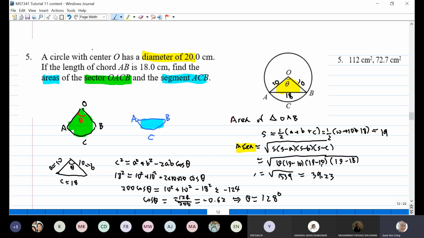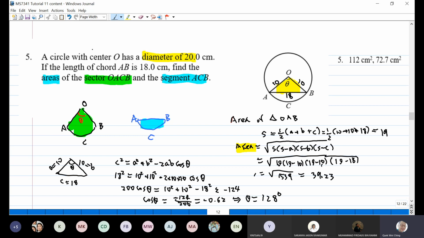Okay, so I found the area of the triangle is 39.23, and then using the law of cosine, I found the angle is 128 degrees now. So I need more space, right? Next page, and we have more space to look at the sector now.